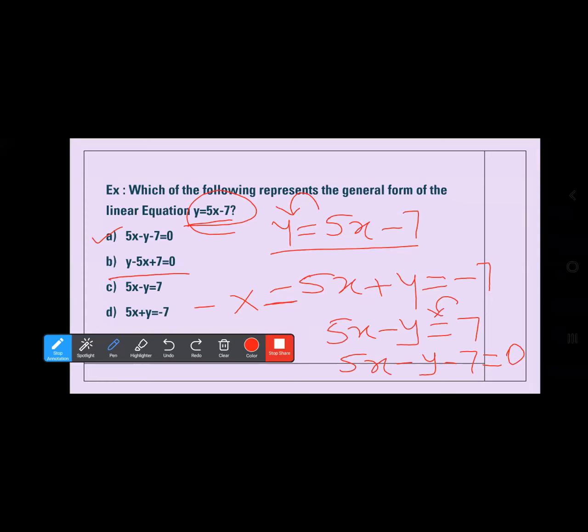This is not the correct option because y is first, and in general form x should be first. Here also 5x minus y, when it goes to that side, it will be minus. So this is also the wrong one. Again, this is also the incorrect one. That is 5x plus y equals minus 7, because when you multiply by minus sign, it will become plus, and when it comes on the left hand side, it will become minus 7 equals 0.